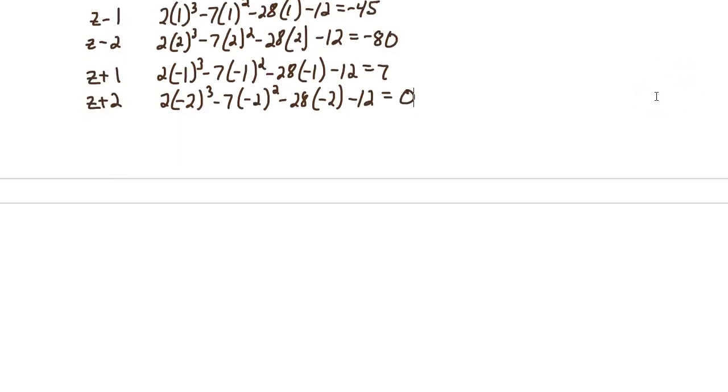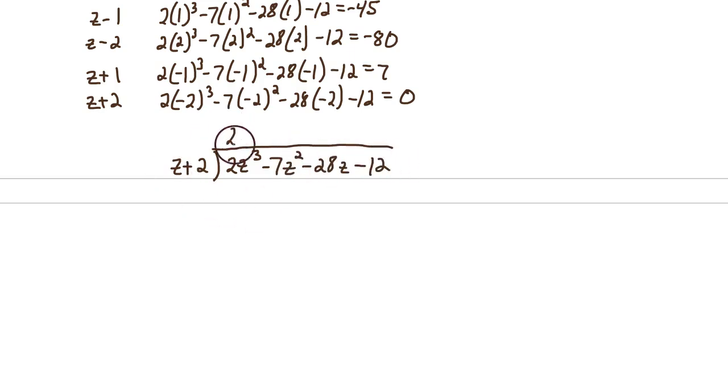Now we can use long division to find out what's the other factor that goes with z plus 2. So we have z plus 2 divides into, and then fill in our polynomial. z times 2z squared is the 2z cubed. And 2z squared times 2 is positive 4z squared. Now subtract. Negative 7 subtract 4 is negative 11z squared. And bring down the next term.